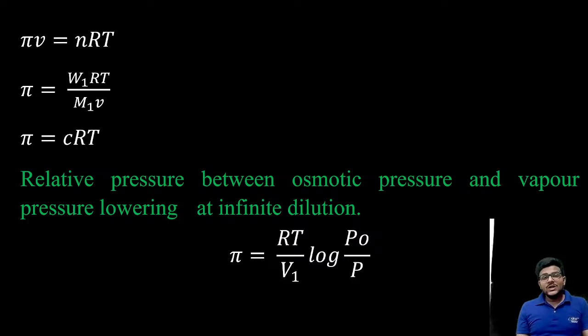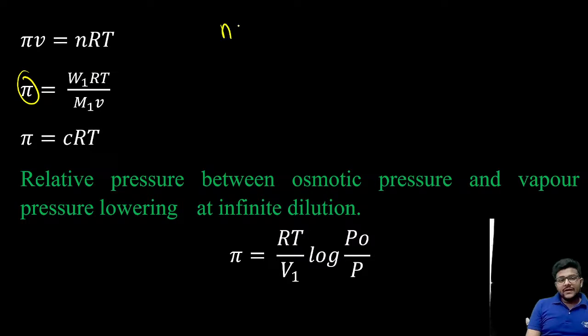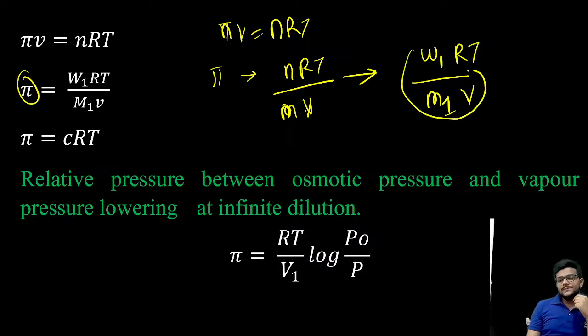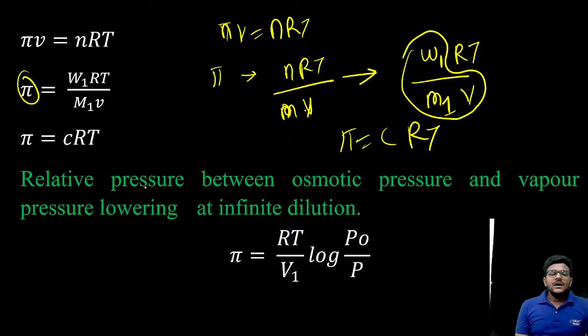So molecular osmotic pressure: πV = nRT. Then π = nRT/V, where n, the number of moles, is written as W1, the weight of the solute, divided by the molecular weight, with V the volume, and RT. This term becomes C, so π = CRT.